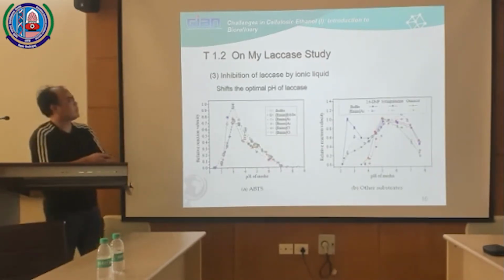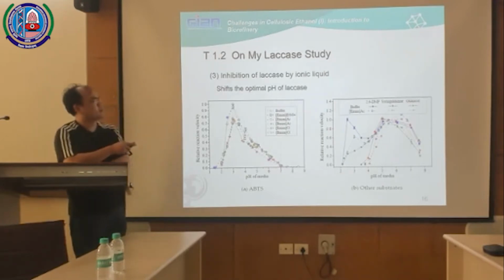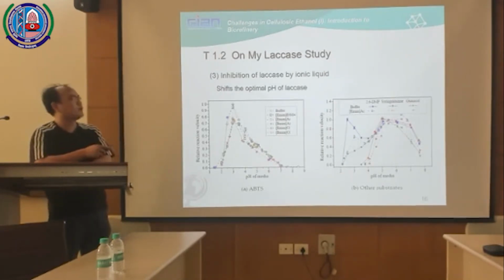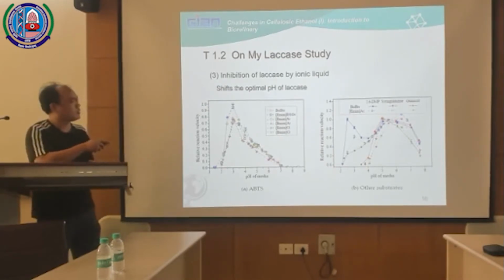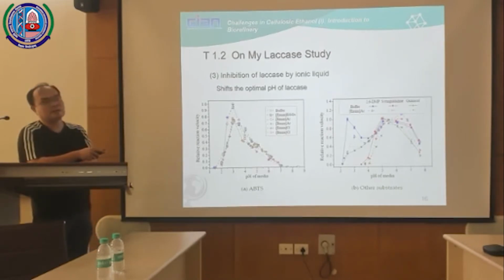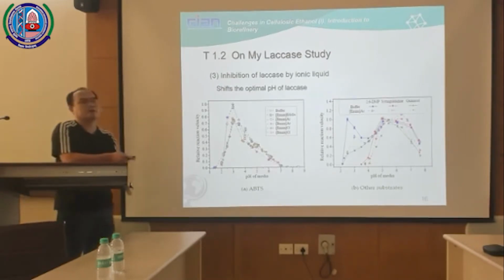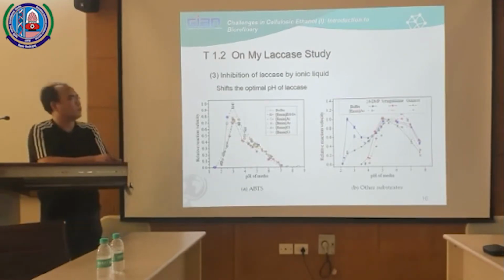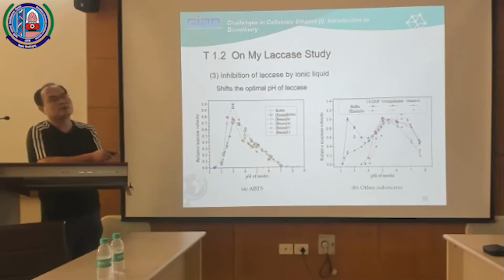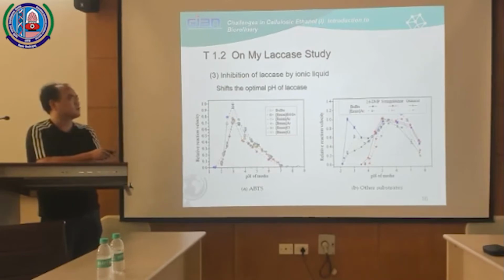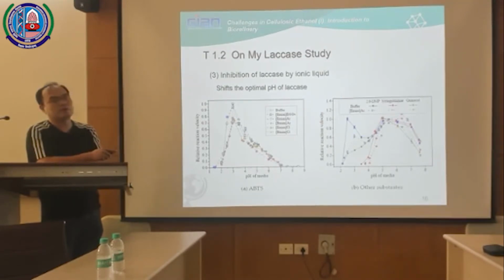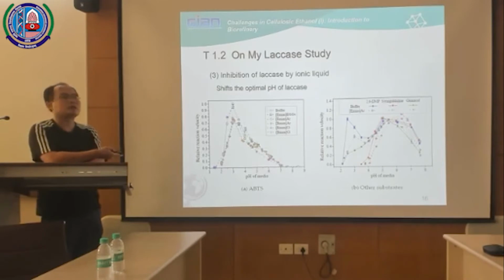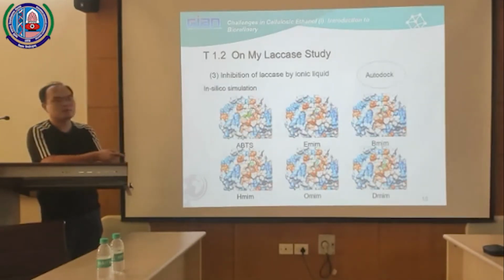In the next step, we studied the optimal pH of lactase in the presence of ionic liquid, and we found that yes, ionic liquid considerably shifts the optimal pH of lactase. So if you are going to use ionic liquid, even if its content is not 100%, say 10%, you must take into consideration that the optimal pH of lactase shifts. It will change because they form a complex like this.